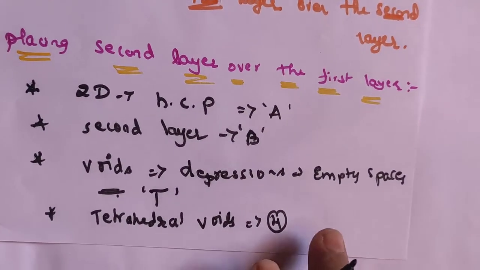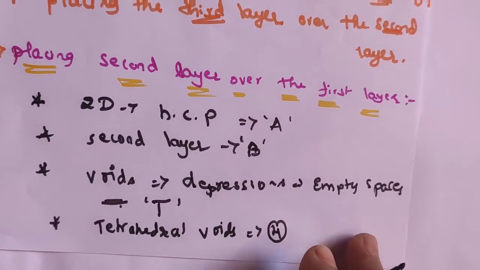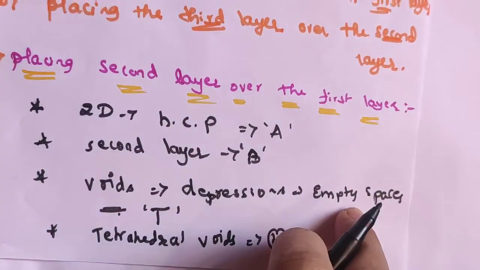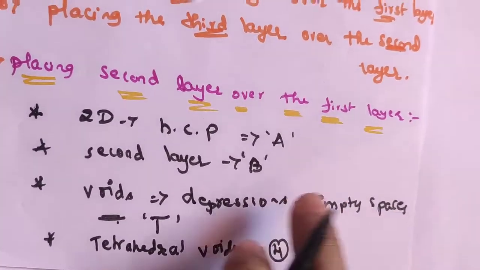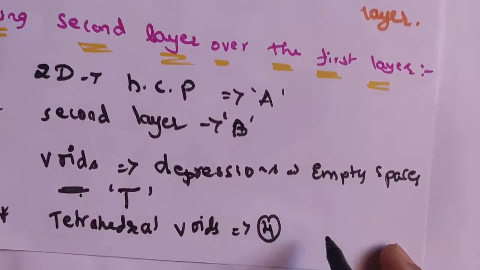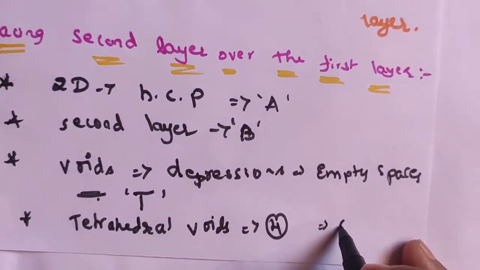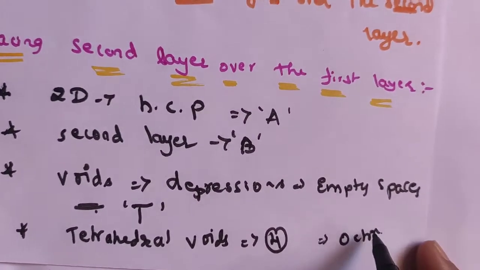Similarly, the other triangular voids in the first layer are covered by the triangular voids of the second layer, such that their vertices point in opposite directions. The resultant voids are called octahedral voids.